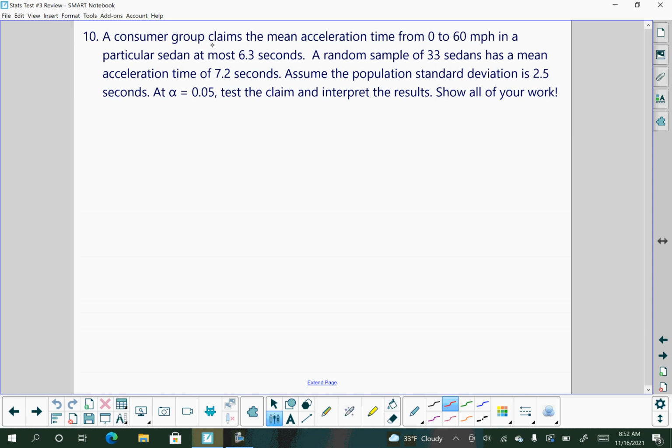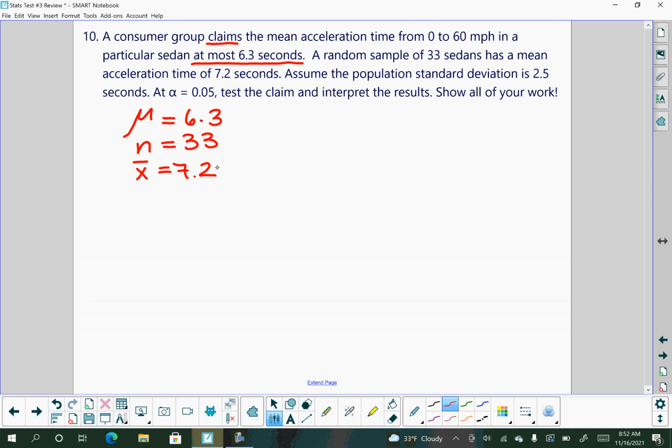We're going to start with the claim. The claim is that the sedan has an acceleration time at most of 6.3 seconds. So that means that the population value we're going to be testing is 6.3 seconds, and we're going to use the words at most in a few minutes. We'll see that inequality sign pop up when we write our null and our alternative hypotheses. A random sample of 33 sedans, so that is my n, has a mean acceleration time of 7.2. That's our x bar.